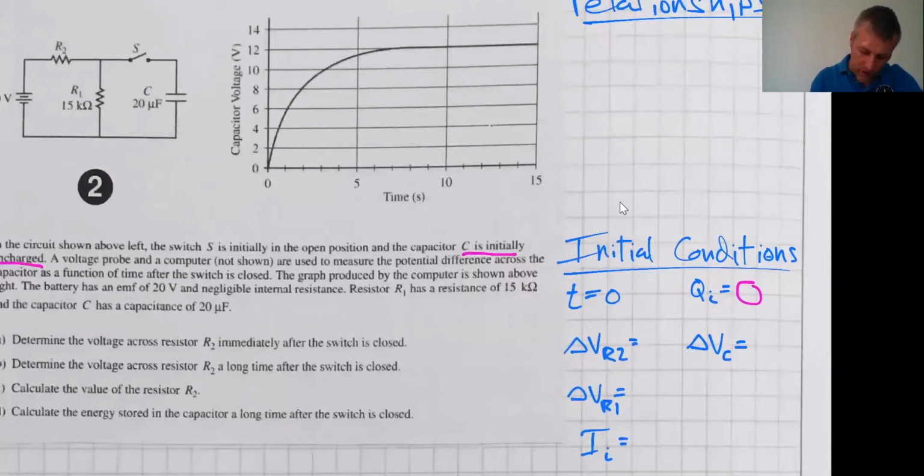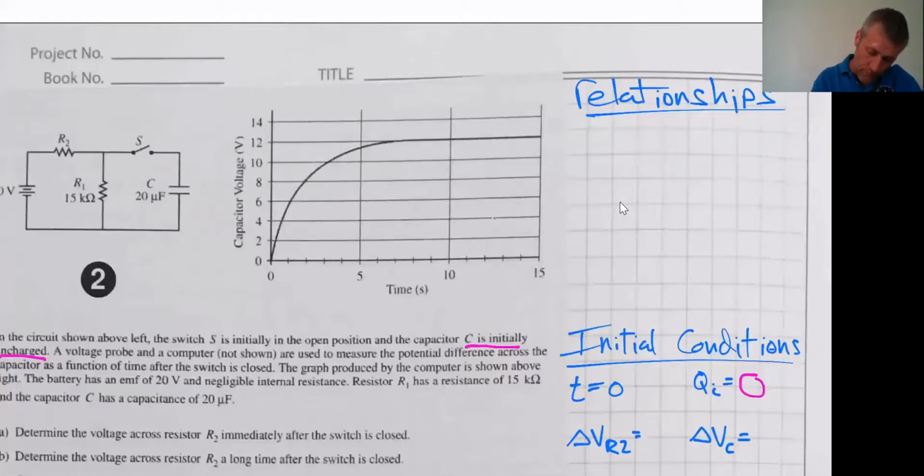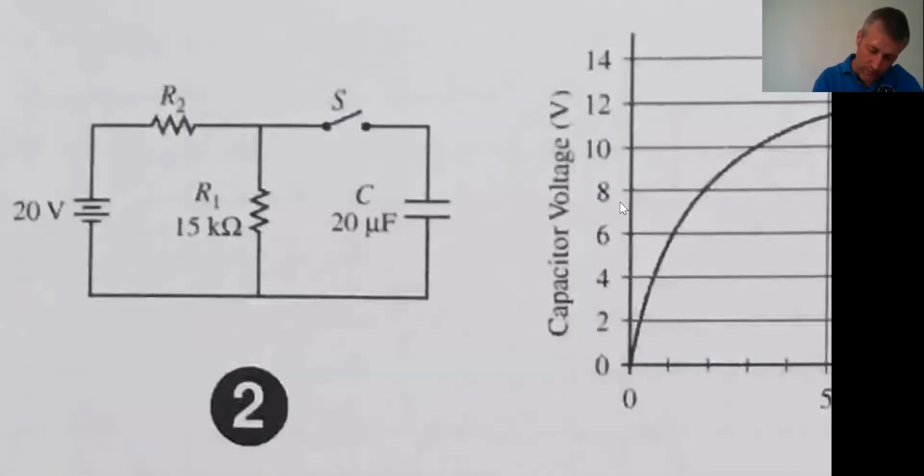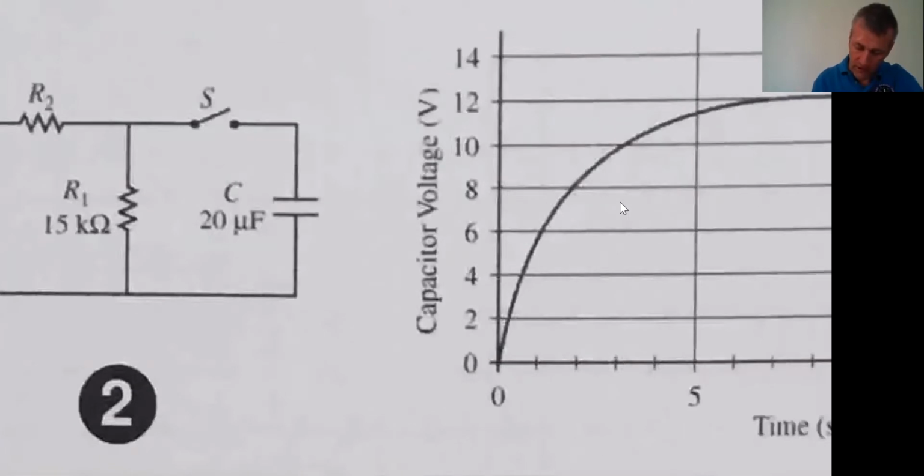What kind of relationships do we have in this one? Well, when the switch is closed, this side of the capacitor is connected directly to that resistor. This side of the capacitor is connected directly to that side of the resistor. So the voltage drop across this capacitor has to be the same as the voltage drop across that side of the resistor. Okay? So delta V R1 is going to equal delta V for the capacitor.